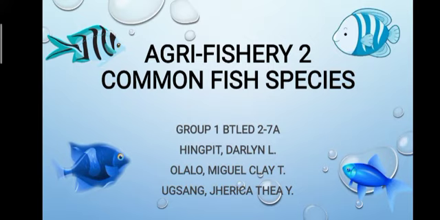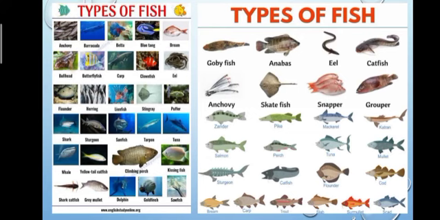Today, our group will tackle Agrifishery 2, common fish species. In this slide, we will see pictures and names of several types of fish, and it involves anchovy, barracuda, betta, blue tongue, bream, bullhead, butterfly fish, carp, clownfish, eel, flounder, herring, lionfish, stingray, puffer, shark, sturgeon, sunfish, tarpon, tuna, whale, yellowtail catfish, climbing perch, kissing fish, shark catfish, gray mullet, dolphin, goldfish, and sawfish.